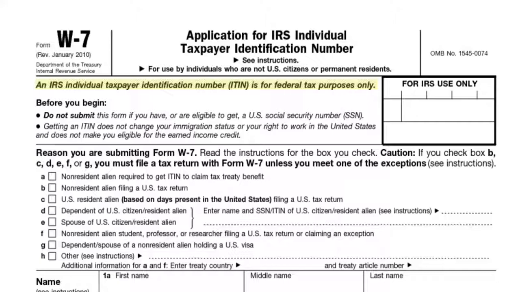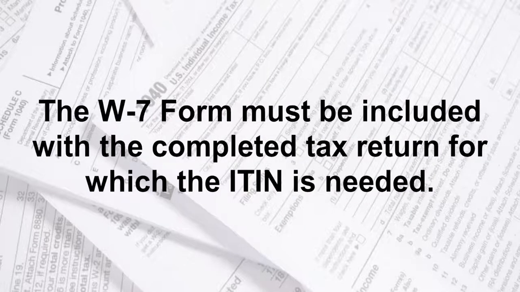The ITIN helps individuals comply with the U.S. tax laws to provide a means to process an account for tax returns and payments for those who are not eligible for a Social Security number. The W-7 must be included on the completed tax return for which the ITIN is needed.